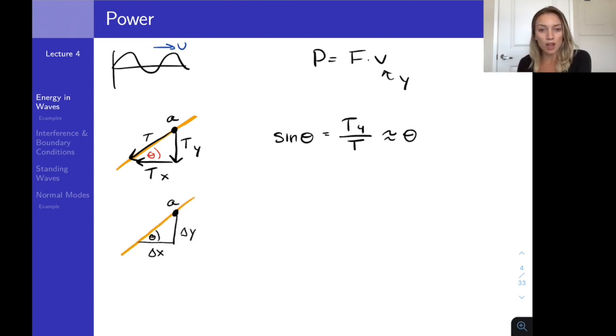So like I said before, at very, very small angles, these are approximately equal. So now we can use the other small angle approximation. Another small angle approximation is that tan theta is also approximately theta at small angles. So we also have that tan theta is approximately equal to theta. And tan we know is opposite over adjacent. So we have delta y over delta x here.